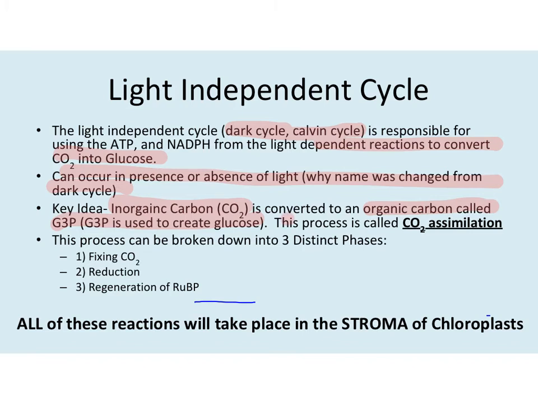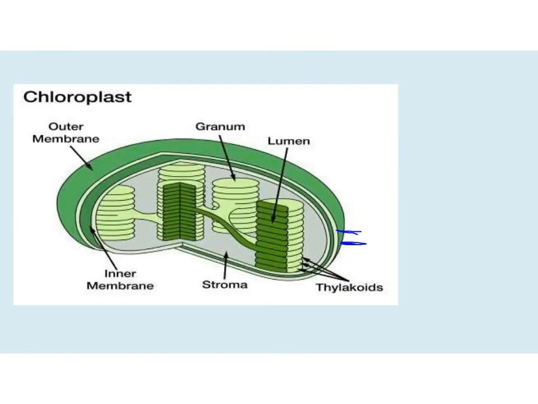Now this process where we convert CO2 into glucose is called CO2 assimilation. Okay? And it's kind of broken down into 3 phases. We've got to fix the CO2, we've got to reduce it, and then we've got to regenerate RuBP. Now, all of these are going to take place in the stroma of the chloroplast, not in the membrane. I'll kind of show you a picture of where that is. So it's going to be happening in here, in this gray area.